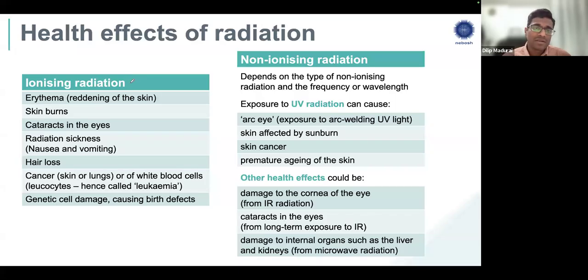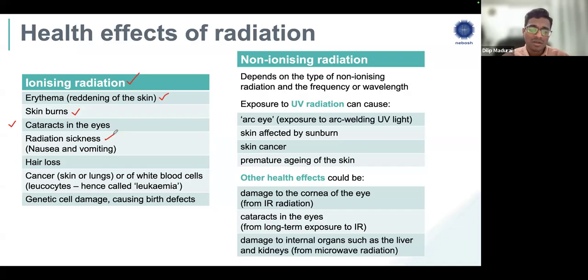So with ionizing radiation, what are the health effects? Now remember, it will affect every cell in our body. From reddening of the skin, skin burns, and cataracts in the eye. It forms a cloudy lens in the eye, causing blurred vision. Then radiation sickness. This can happen if we are exposed to a high dose of radiation for a very short period of time.